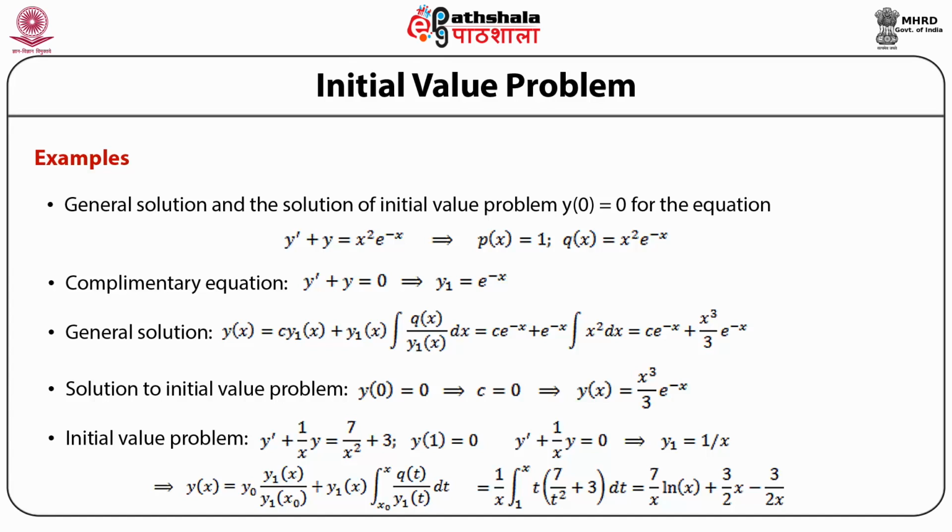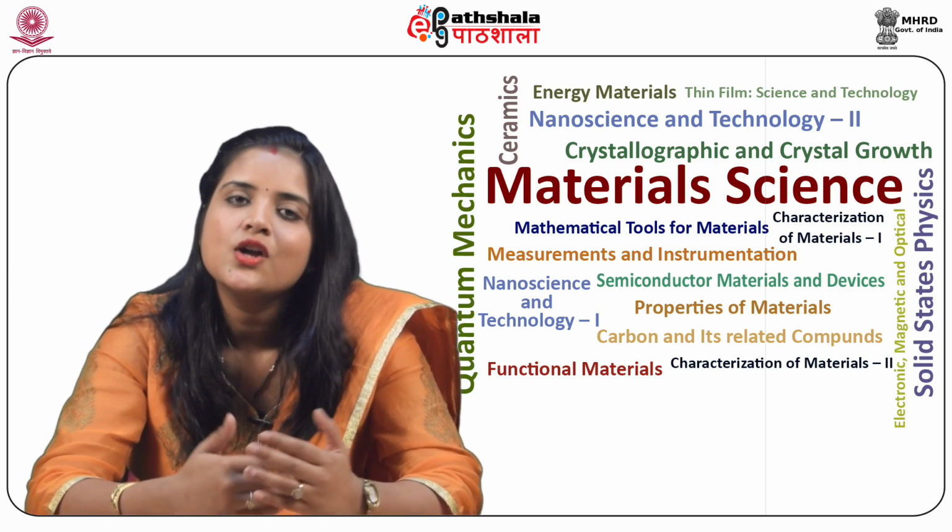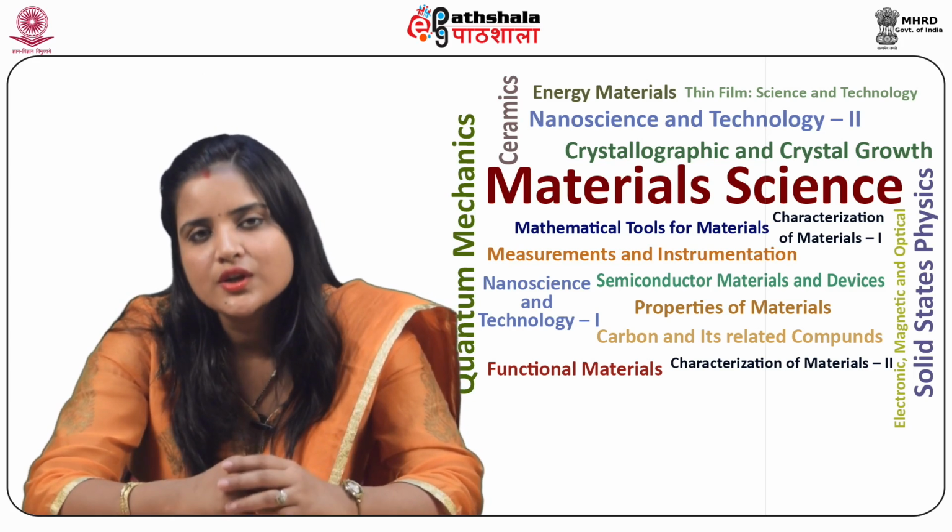So the equation is equal to 1 by x times the integral of t into 7 by t square plus 3 dt within the definite limits 1 to x. This is equal to 7 by x natural logarithm of x plus 3 by 2 of x minus 3 by 2x. Next we proceed towards nonlinear equations.